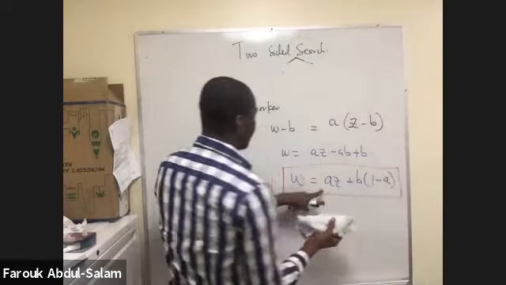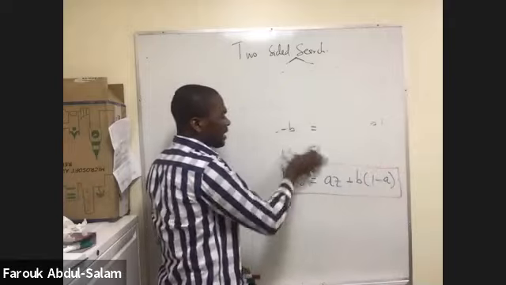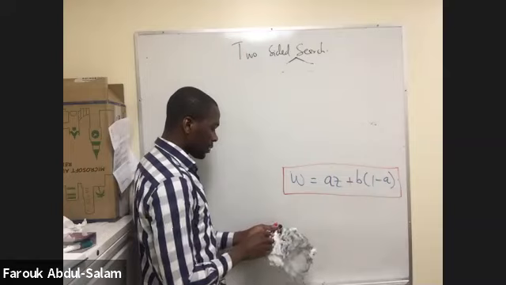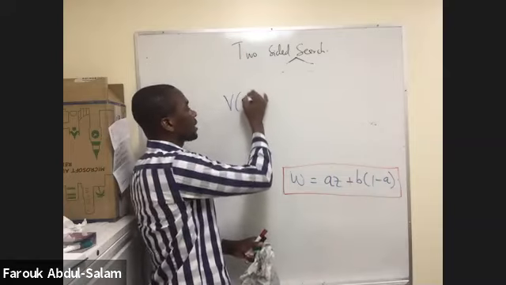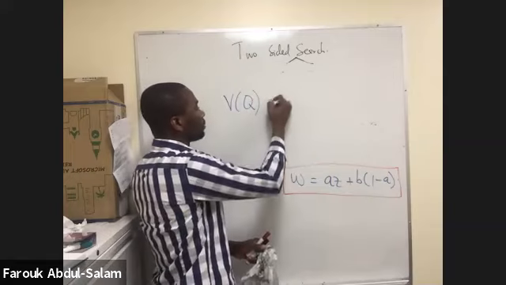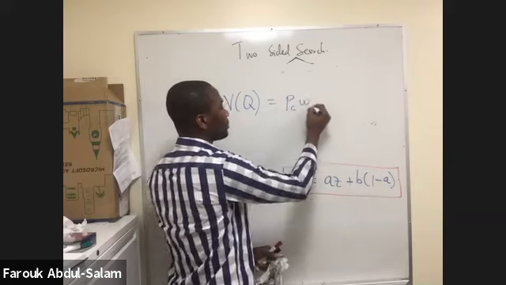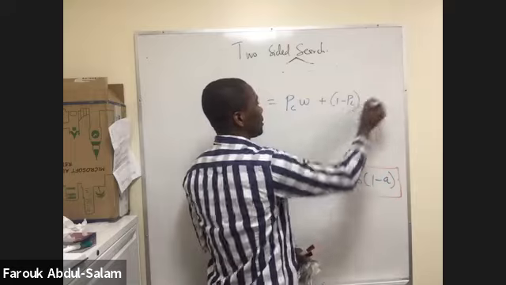So remember, this is W. I'm just going to move you guys one or two steps back to remind you of what we had in terms of the value of work for the worker. It was V of Q, which is the same as P of C times W plus 1 minus P of C times B.